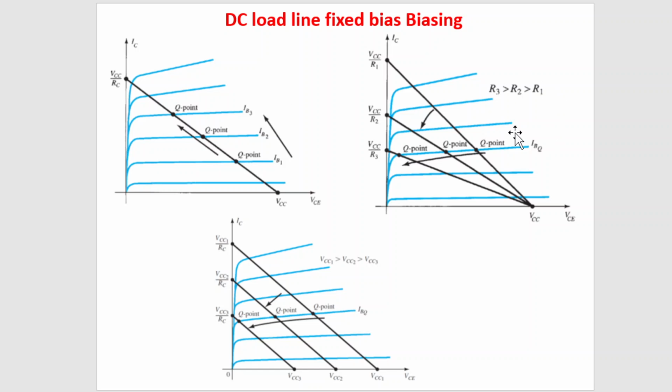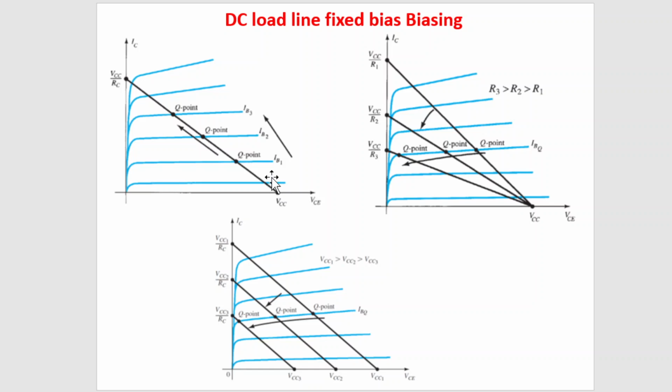Similarly, one can change the Q point by keeping base current and input DC power supply constant, but just changing the collector resistance. If you increase the collector resistance, let us say RC3 is greater than RC2, and RC2 is greater than RC1, the cutoff point remains the same, but the saturation point changes. Then the Q point changes from the active region towards the saturation region, from right to left.